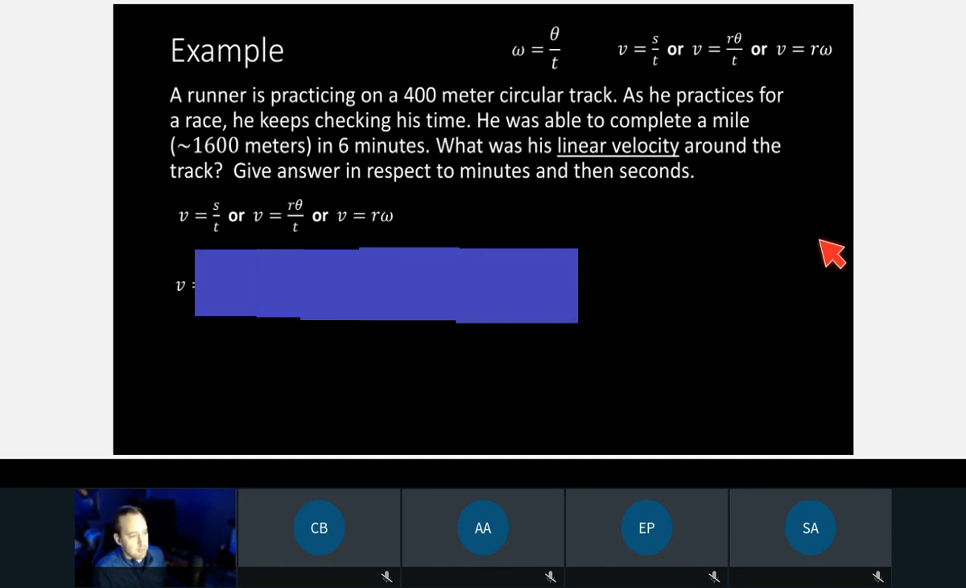Julia tabbed out. See the icon says she's not here. Who wants to read this one? I think Julia fell asleep on her keyboard. Who wants to read this for us?